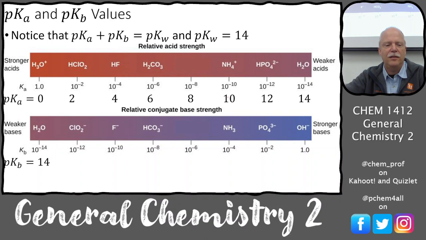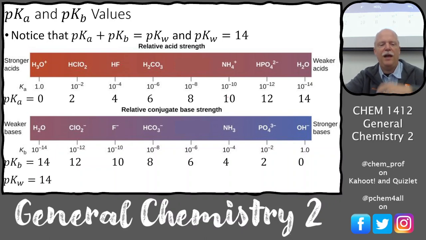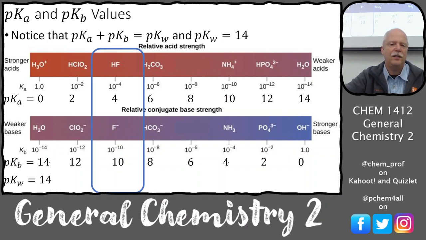Kb, same thing. So 10 to the minus 14 for water, the pKb is 14, 12, 10, 8, and so on. And just pKw is 14. And so just look at these. The pKa plus the pKb should equal 14, and they do in all of these cases, right? 8 plus 6 or 10 plus 4 or 12 plus 2. So that pKa plus the pKb is going to equal the pKw.